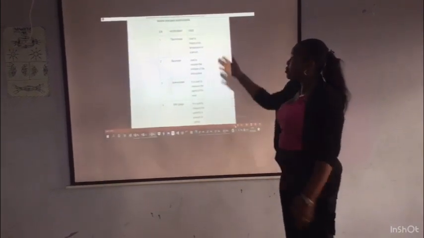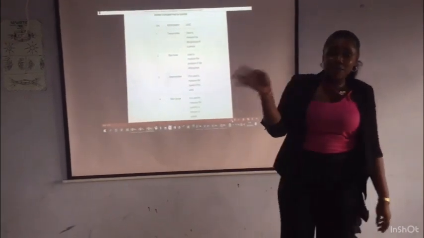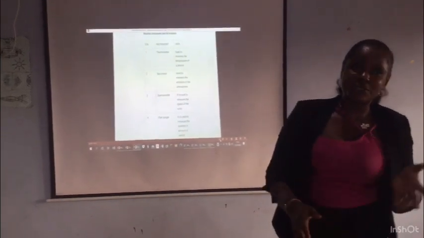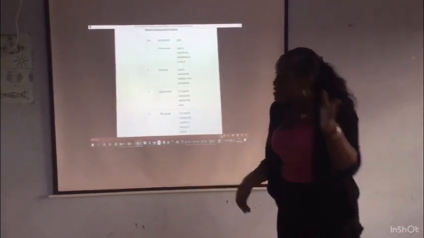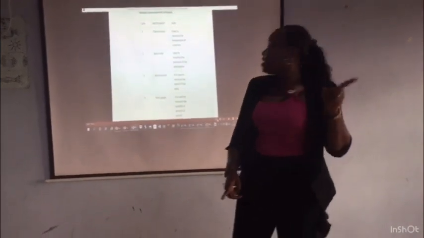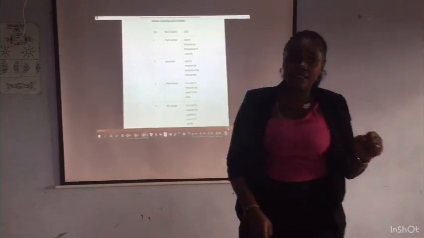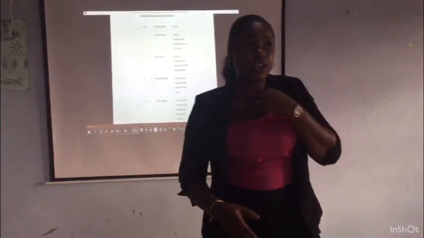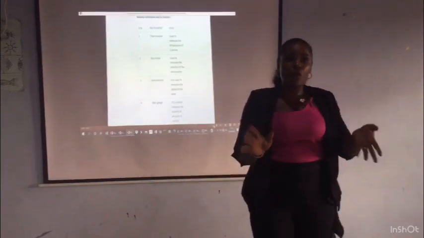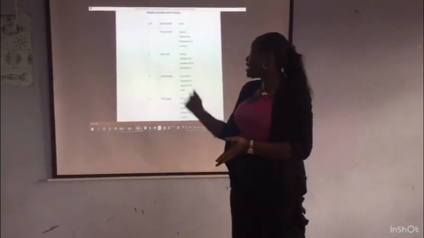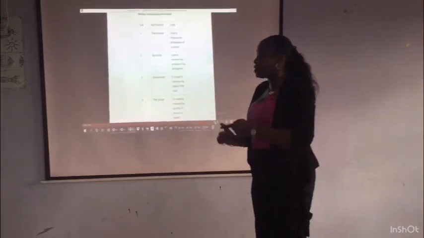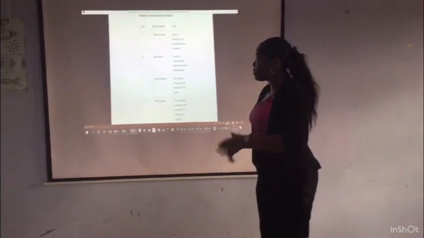Now we have the thermometer. I believe you've heard of thermometer. Now what is the thermometer used for? A thermometer is used to measure the temperature of a person. But now we're talking about weather here. So we have a thermometer that we use in measuring weather. So thermometer is also an instrument that is used to measure temperature. Don't forget. Now we have barometer.